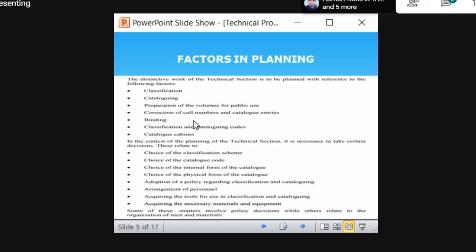So apart from that, you have to consider these policy decisions also, like choice of classification scheme, catalog code, internal form, physical form of catalog, arrangement of personnel, policy regarding classification and cataloging, tools for using classification and cataloging, necessary materials and equipment. These things, the library committee meeting, the members of the committee will decide: which classification scheme is best for our library, which cataloging code is best for our library. So some of these involve policy decisions. You should finalize it. Okay, you will be an integral member along with other members of the library committee.